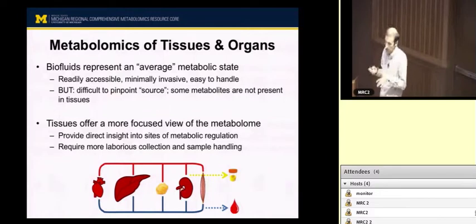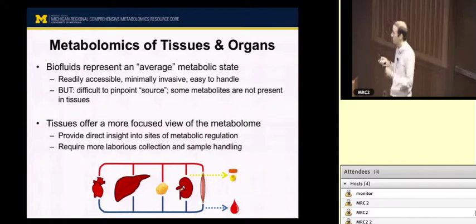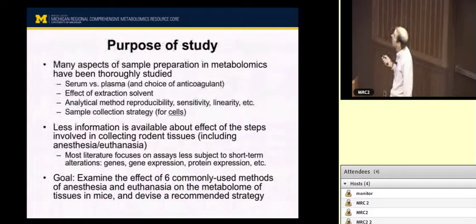In animals, it's not too hard to collect tissues, but there are steps: you have to anesthetize and usually ultimately euthanize your animal in the process of collecting tissue. So what we wanted to do, there are a lot of aspects of sample prep and metabolomics that you've already heard about that have been thoroughly studied. Serum versus plasma. The gist of that answer, as Anna was telling you, is both are fine. Just be consistent predominantly. Choice of anticoagulant, there are some that are better than others. Extraction solvents, analytical method, reproducibility, all of these have been studied for cells.